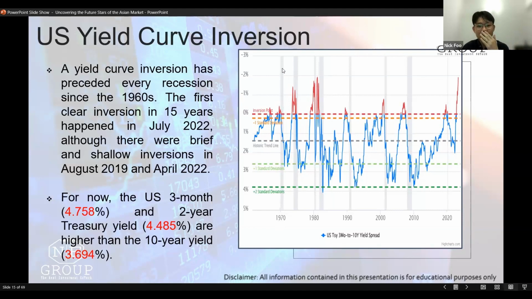Now you look at 1970, the shaded area indicates the U.S. recessions. Before the recession took place, we see a yield curve inversion here. Yield curve inversion, then followed by recession. Yield curve inversion, recession. Yield curve inversion, then recession. Now we are here. I'm not sure whether it's going to happen again, so you make the decision, ladies and gentlemen.